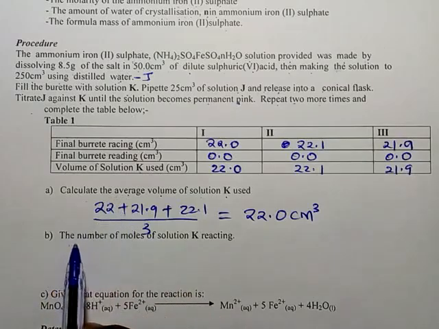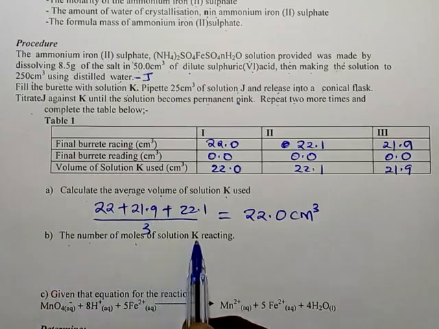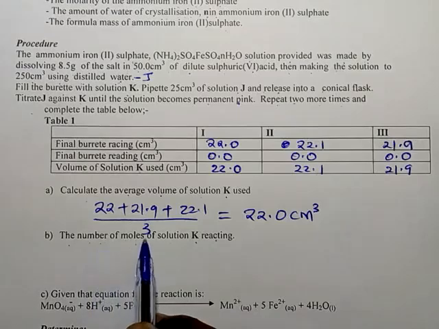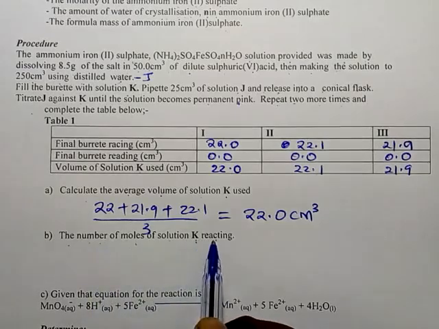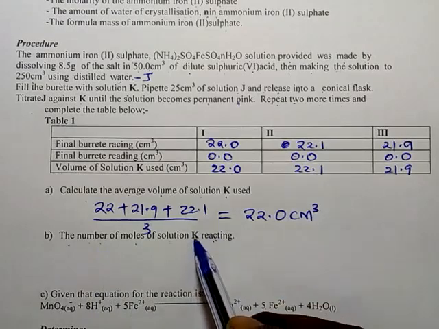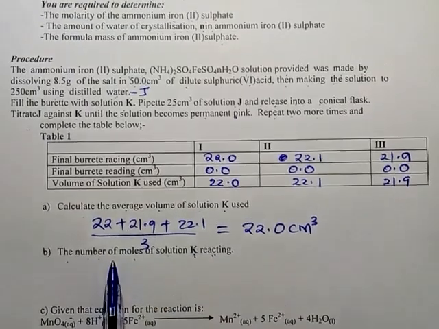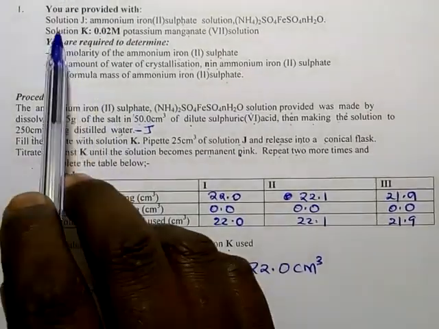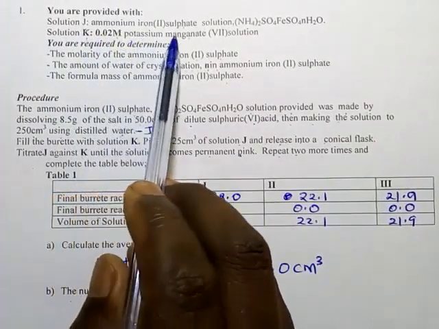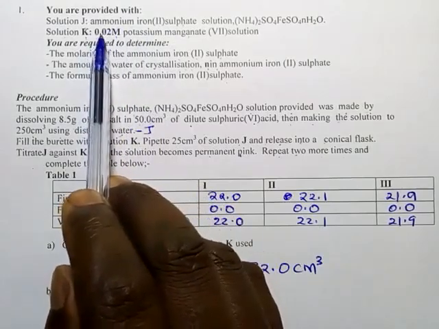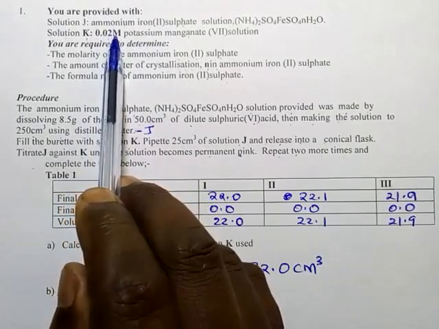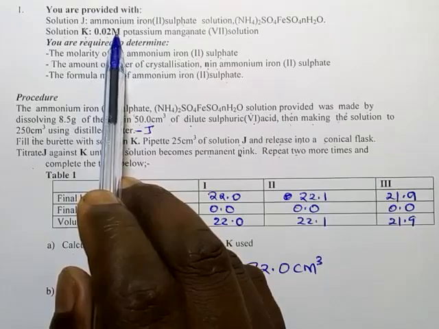Calculate the number of moles of solution K reacting. Also, you need to understand how to be aware of solution K. So when you forget, you go back. Solution K is 0.2 molar potassium permanganate, meaning that 0.2 is the number of moles in 1 liter. 1 liter is equal to 1000 centimeters cube.